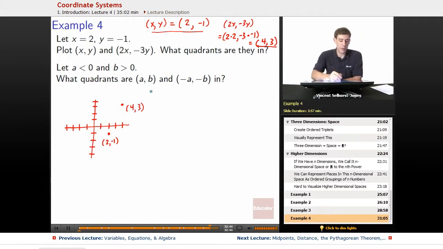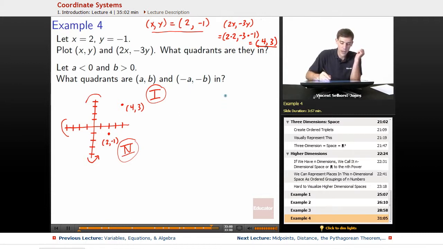So (4, 3) is in the first quadrant, and we count counterclockwise 1 to 2, 2 to 3, 3 to 4, and so (2, negative 1) is in the fourth quadrant. So fourth quadrant, first quadrant, and there they are plotted.